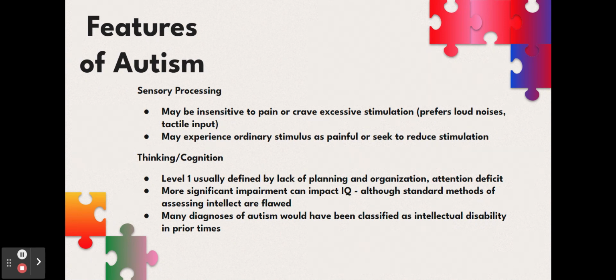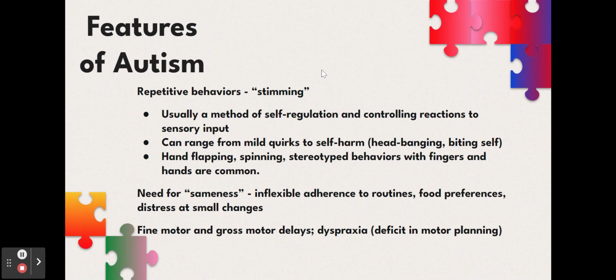And the other thing about this is that the category of autism has expanded so that people who used to just have a diagnosis of either mental retardation or neurological impairment are now more precisely categorized as having autism spectrum disorder. You see repetitive behaviors with autism. It's called stimming. And this is usually a way to regulate that sensory input and their response to it. It can range anything from mild quirks, like a little finger twirling, all the way to self-harm.